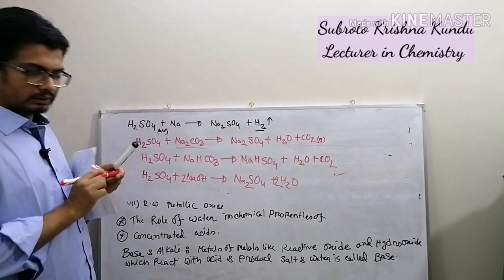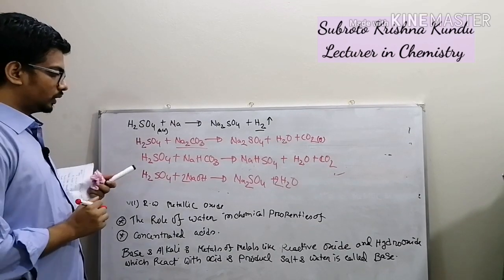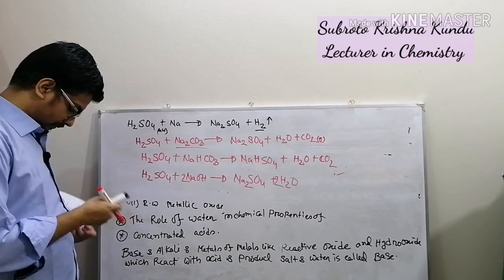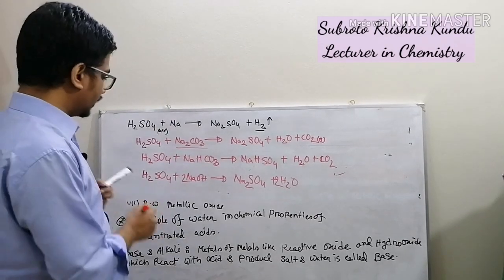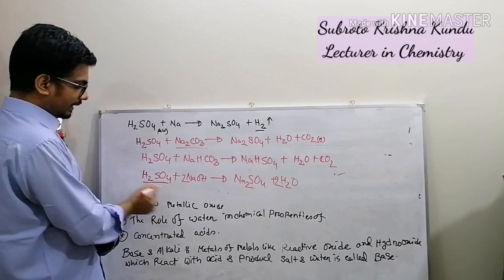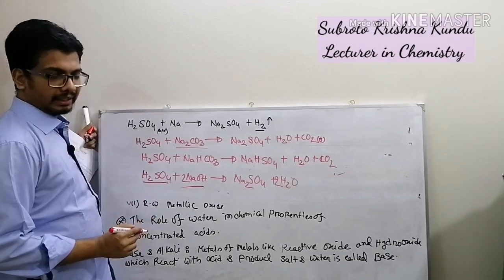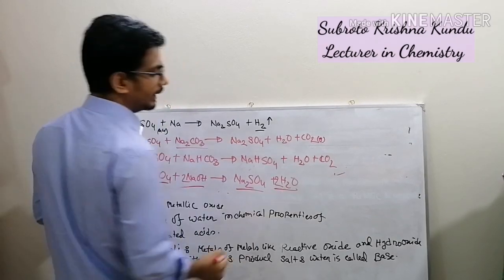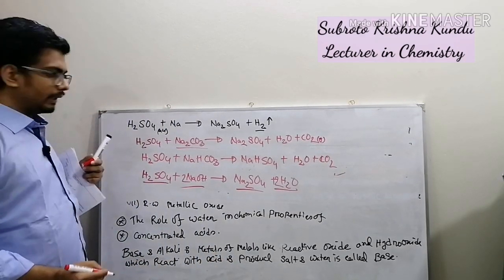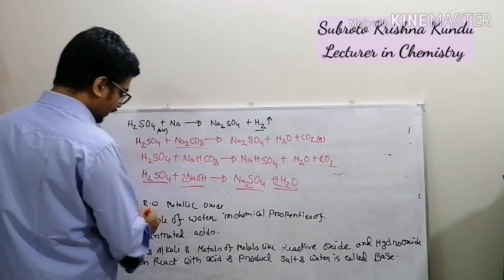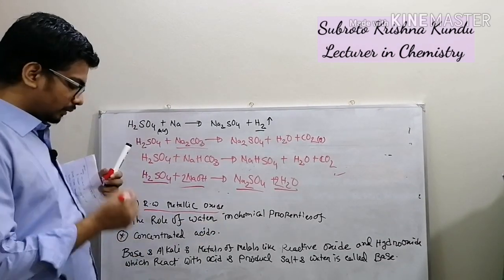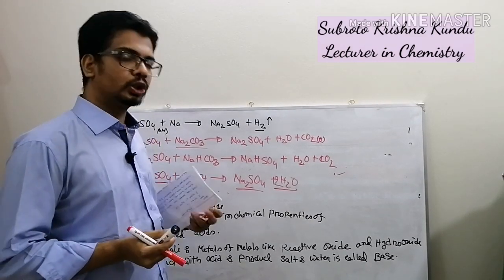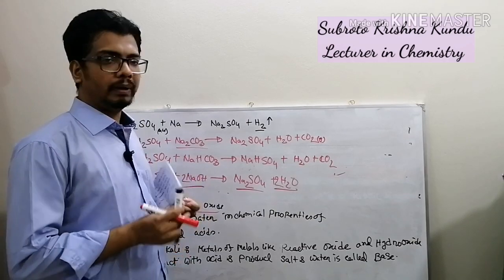We have to balance the two portions of that reaction. Okay. Here it is an acid and it is a base or alkali. They will react with one another and produce salt and water. Okay. Then if we react with metallic oxide, it will also produce salt and water.